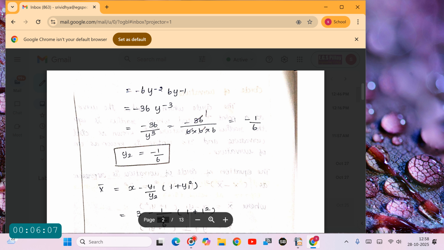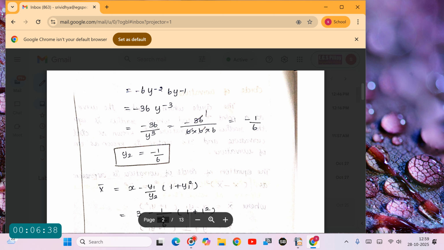Then we get minus 36 divided by y cube, that is 6 into 6 into 6. So we are getting y2 equal to minus 1 by 6. So the first thing is, the value of y1 at the point 3 comma 6 is minus 1, and the y2 value is minus 1 by 6 at the point 3 comma 6.